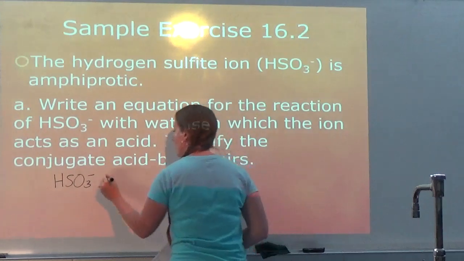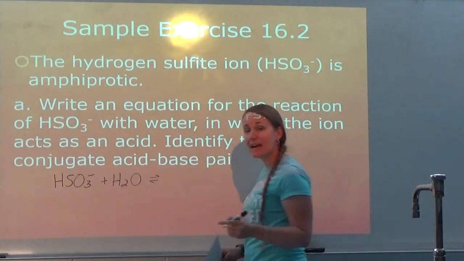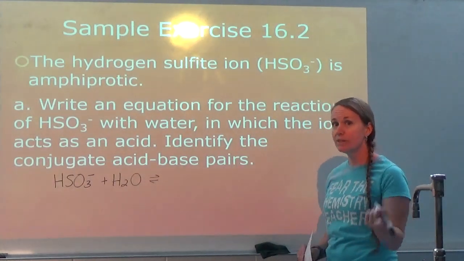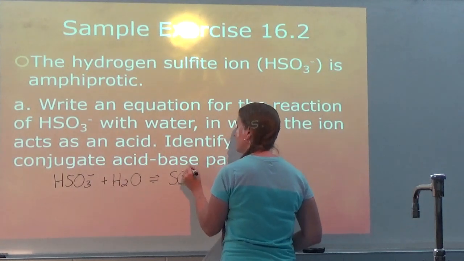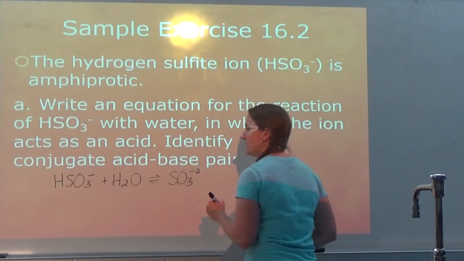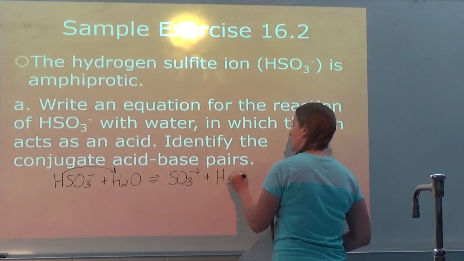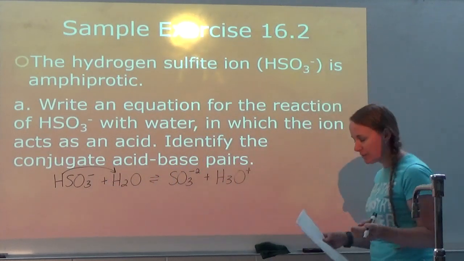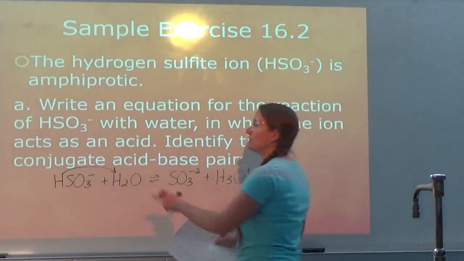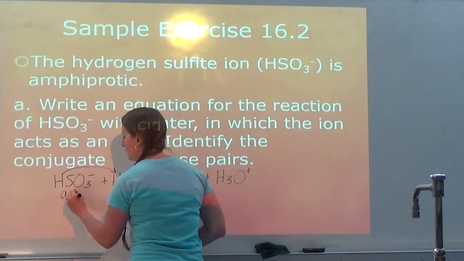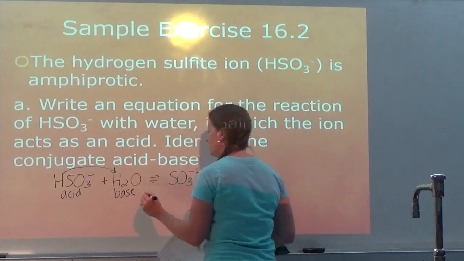I'm reacting it with water. And it told me it's acting as the acid. That means it's going to donate a hydrogen. So it will drop down to SO3, but now its charge will be -2. And it's going to give its hydrogen to water. So water would become H3O+, the hydronium ion. All right, so now I just got to label everything. Well, it already told me it's acting as the acid, and it donated. Since water accepted, it was acting as the base.